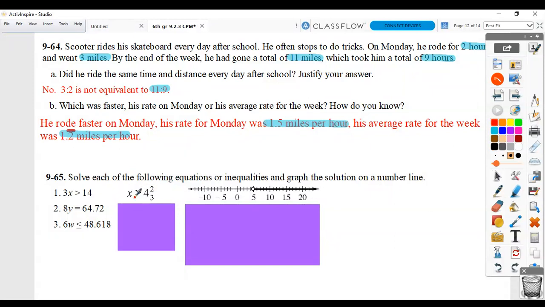Since we don't have an equal sign here, it's not going to be a closed circle. If we did have an equal sign there, it would be a closed circle. This means we're not including the value of 4 2/3. So again, show some work there.